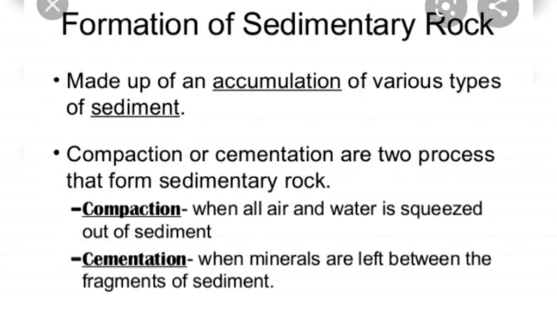Now it occurs because of two processes. One is compaction, the other one is cementation. Now what are these? By compaction, we mean that when all the air and the water is taken out of the sediments. And by cementation, we mean that when the minerals are left in between the fragments of the sediment. So both of these processes lead up to the formation of the sedimentary rocks.